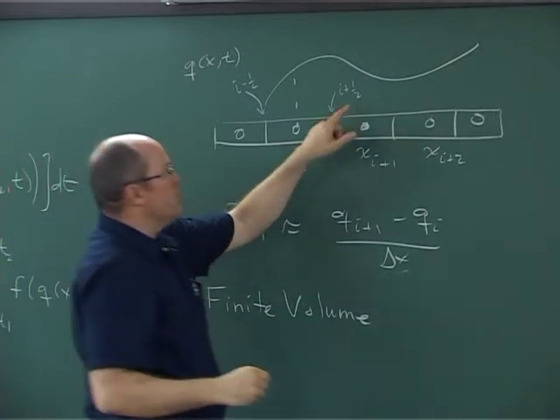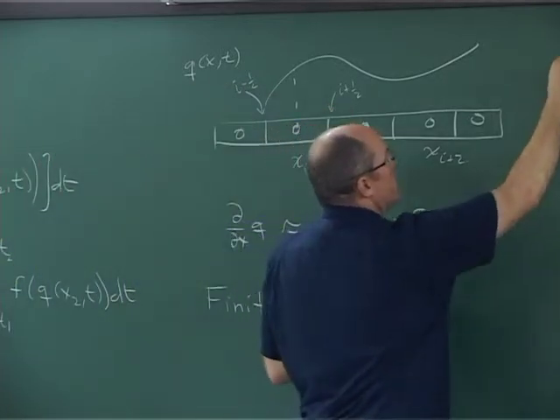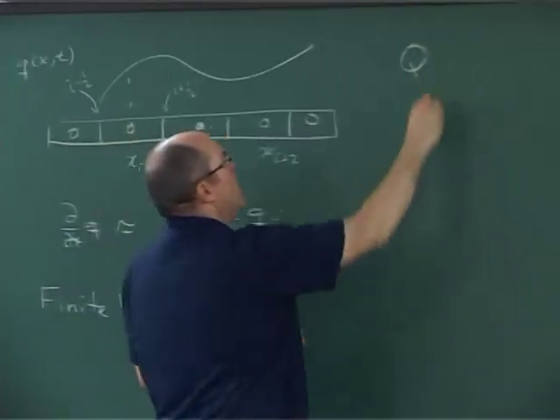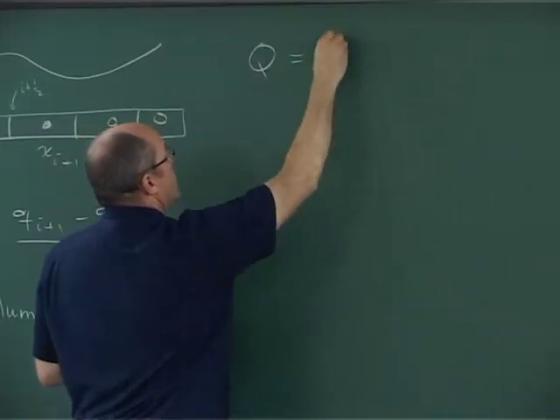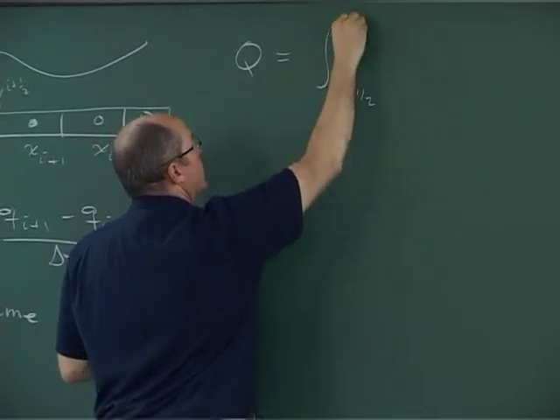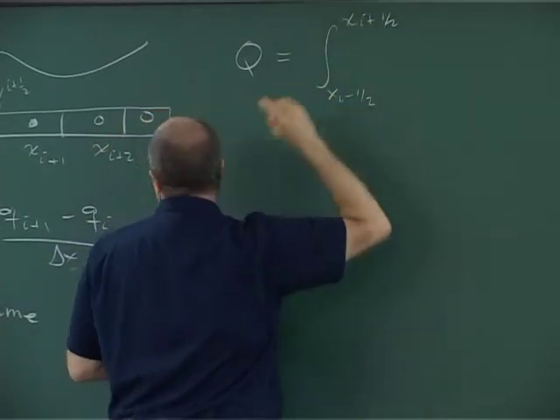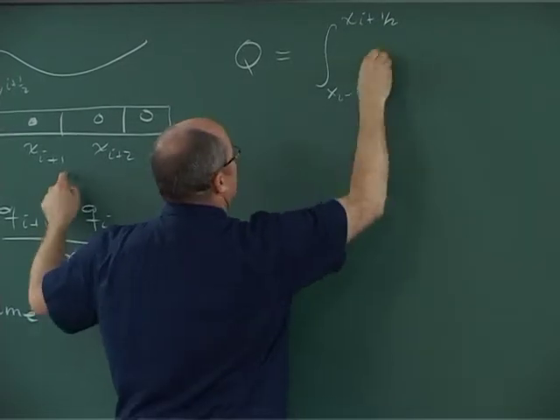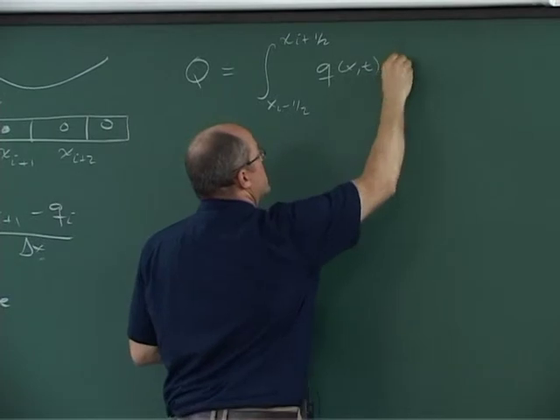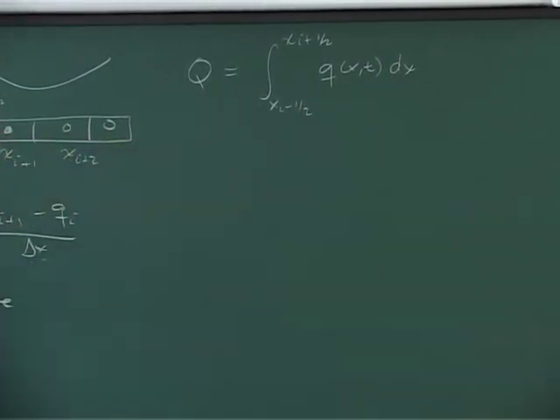And so what we will do is define the average value of q in the cell, and I'll write it as capital Q like we had before. I'll say that the average value between x at i minus a half and x at i plus a half is the integral of the little function q(x,t) dx, like that. Exactly the type of thing that I wrote down before for the continuum case, except I'm going to do one more thing.